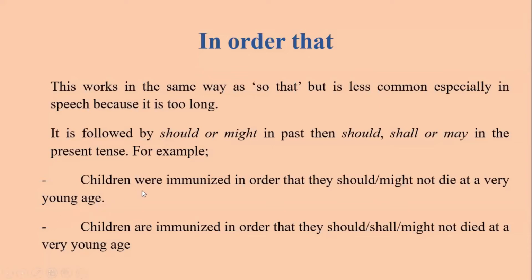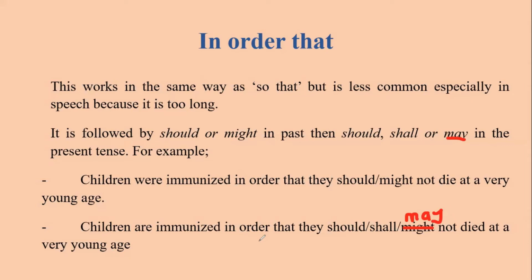One is, "Children were immunized in order that they should or they might not die at a very young age." And then this is in the present simple tense. This should have been "in order that they may not die at a very young age." So the one I'm saying is this one. This one should be "may" because it is in the present tense. So we use this one here: "Children are immunized in order that they may not die at a very young age."